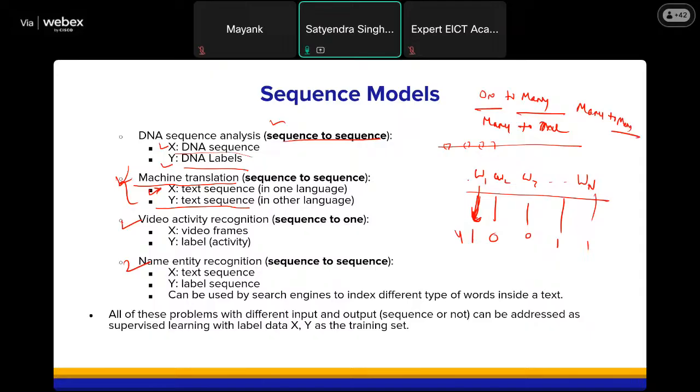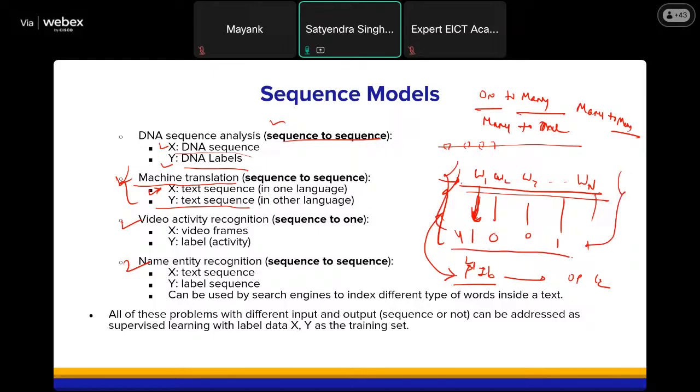In the case of many to many, this example of named entity recognition is a many to many. Similarly, in the machine translation task, where you give input in one language, L1, it generates output in another language, L2. This is also an example of many to many, but there is a difference between these two tasks. In named entity recognition, the output length and input length are the same. However, in machine translation, a sentence written in one language might have a different length in the output language.